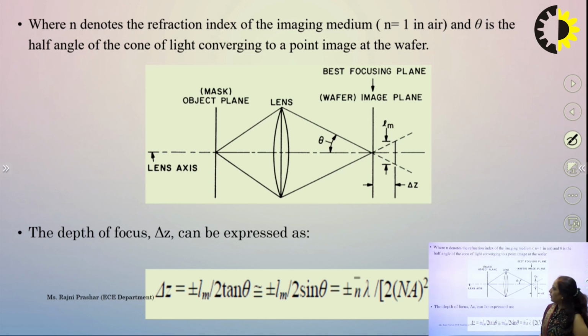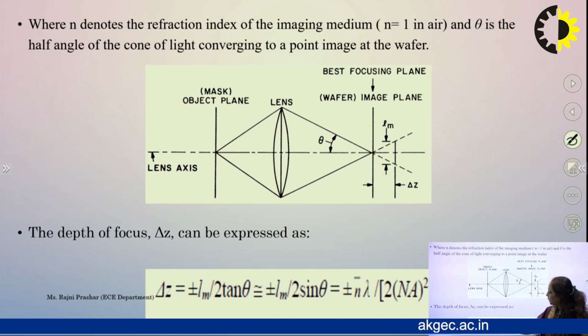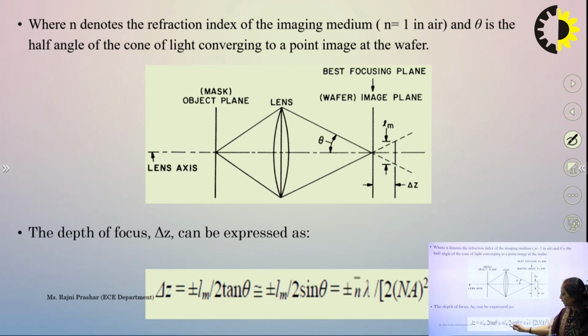So N denotes the refractive index of the image medium. N is equal to 1 in air, and theta is the half angle of the cone of light converging to the point image on the wafer. The depth of focus delta Z can be given by plus minus LM divided by 2 tan theta, which is approximately equal to plus minus LM divided by 2 sin theta, and that will be equal to plus minus N lambda divided by 2 NA square.